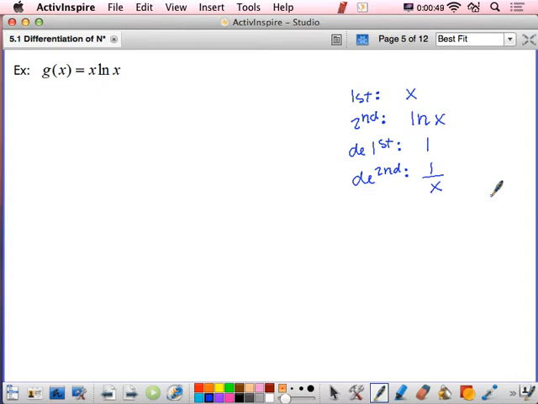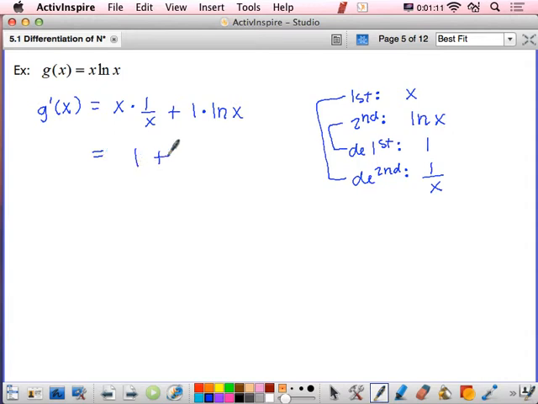And then we just put it together. We have first d second plus second d first. So first d second plus second d first. So 1 times the natural log of x. And if we clean that up, we get 1 plus the natural log of x.